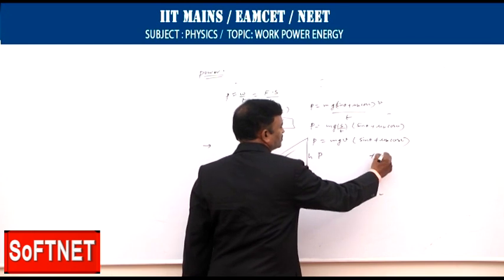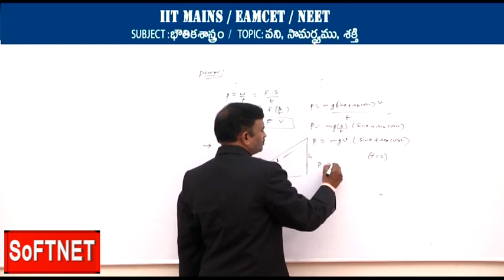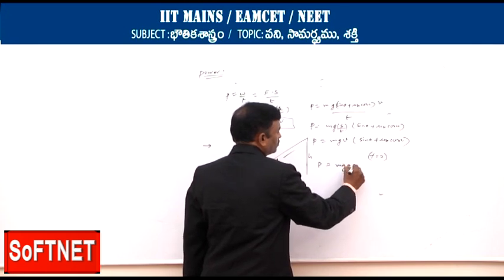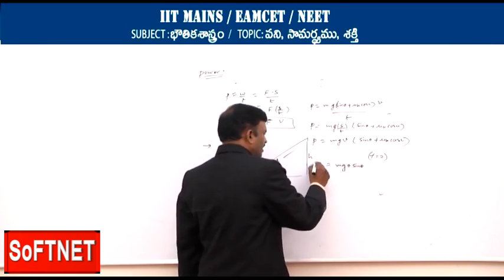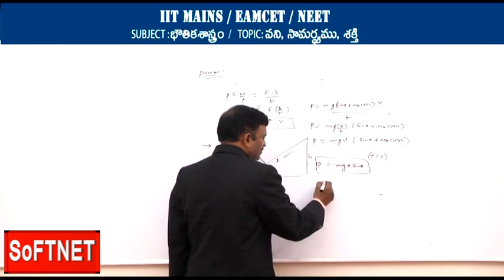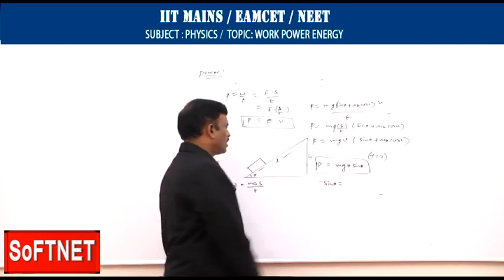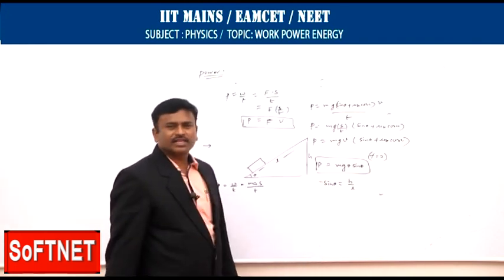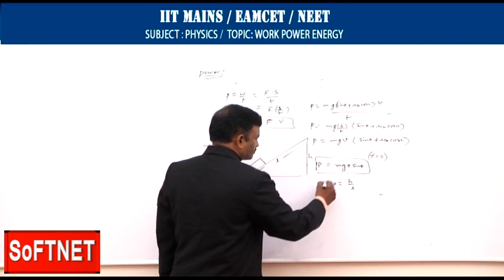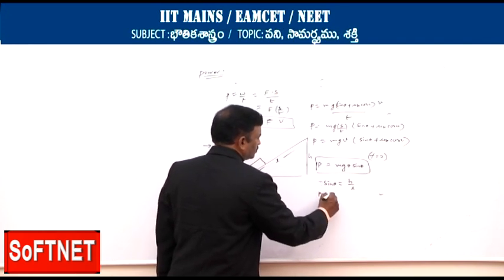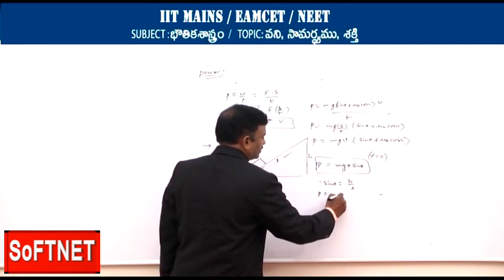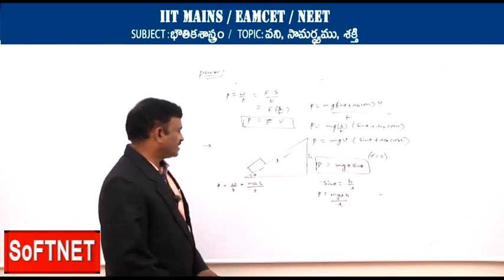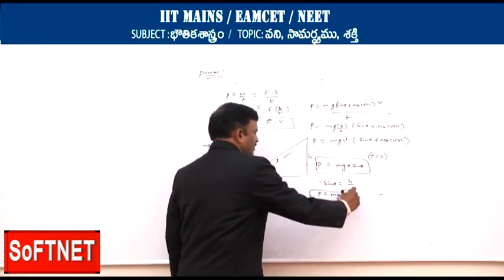Next, in the case of the inclined plane, if the friction is absent, friction F is 0, that time the power of the engine is mgv into sin theta, where sin theta is equal to opposite by hypotenuse. Therefore h by L we can write. Then power is equal to mgv into h by L. In such a manner power can be calculated.